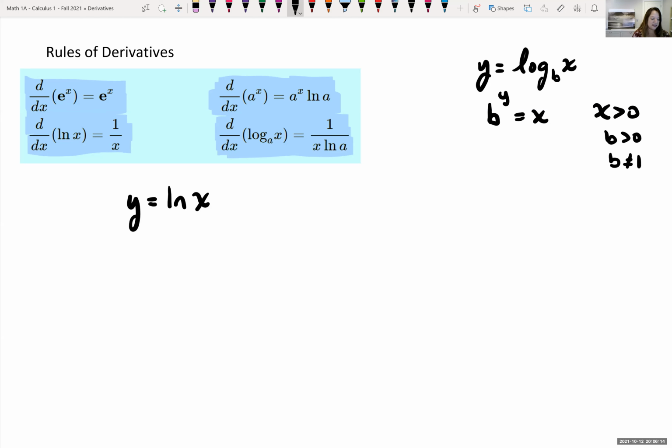And recall that the natural log is just log base e. It's just another way to write it. And so we can rewrite y equals natural log of x in exponential form. Our base of our log is e, raised to the y power, equals x.